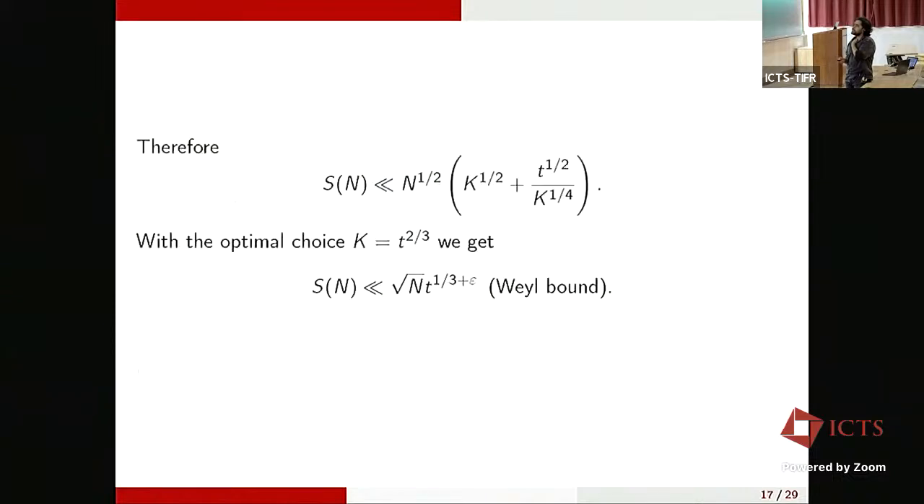We substitute this bound from the diagonal. If you take square root of n out, we have this in the diagonal, and the off diagonal contribution is of size square root of t by k power 1/4. Now if you optimally choose k to balance the diagonal and the off diagonal, the choice for k is t power 2 by 3, and you see that we arrive at exactly the Weyl bound.